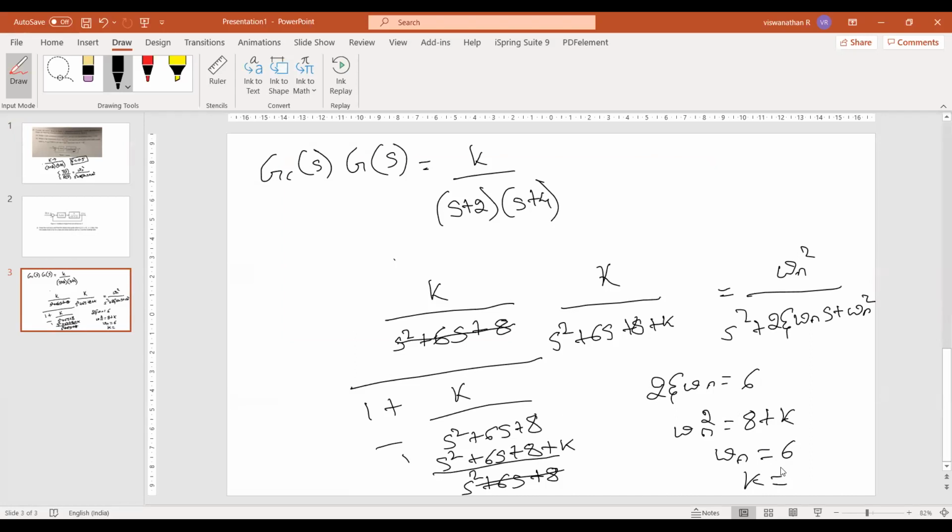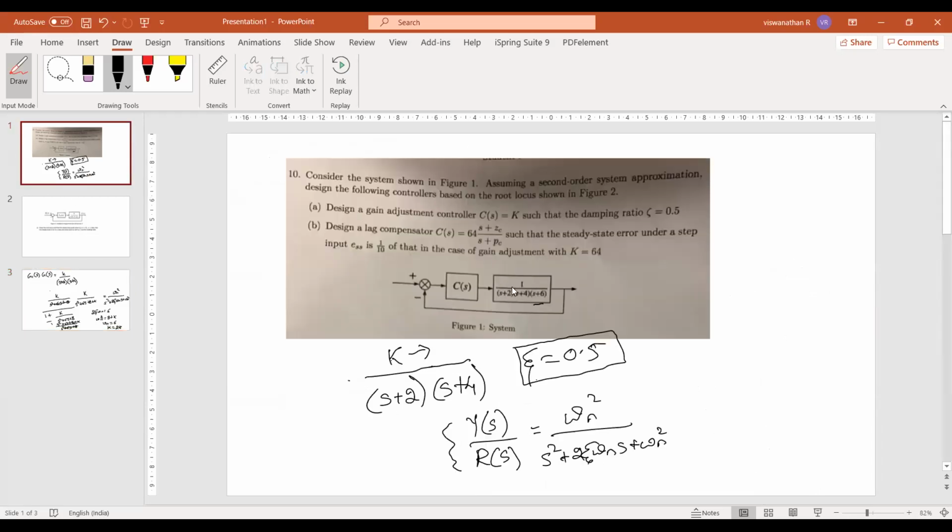What is k? 28, sir. K is 28. Okay, so this was the system which was given, 1 divided by s plus 2 into s plus 4 into s plus 6. Assuming a second order approximation, he has given to assume it to be a second order system approximation. So you write it like this, k divided by s plus 2 into s plus 4.